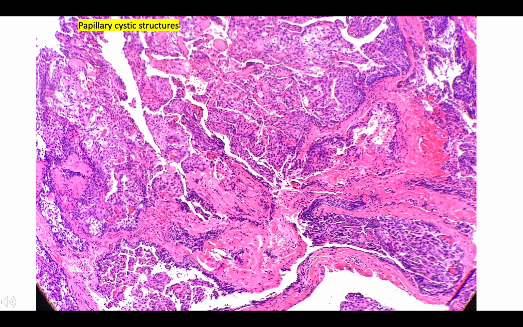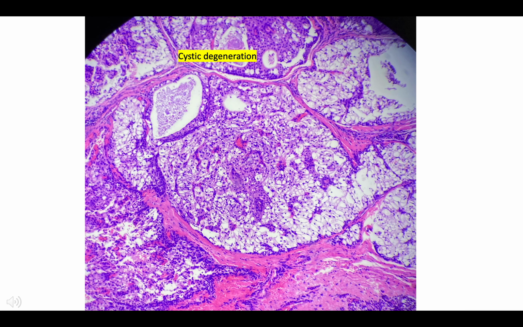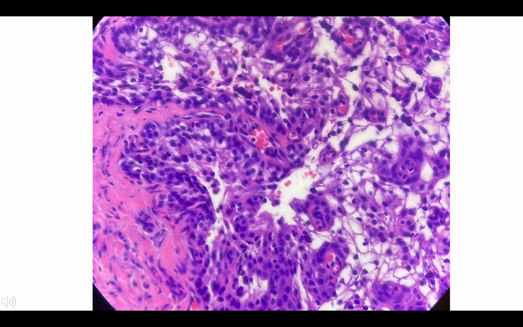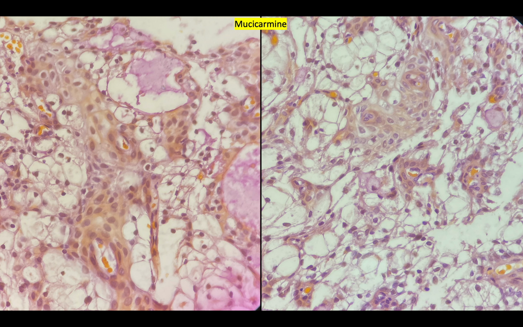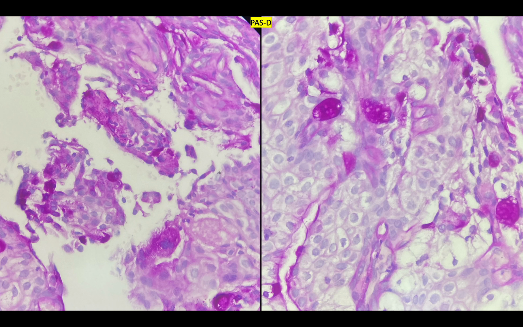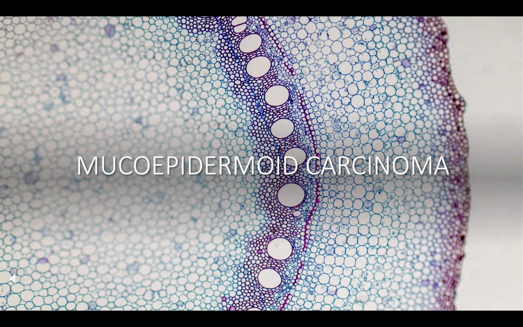Papillary cystic structures are also seen apart from the lobular growth pattern, and the tumor cells are composed of squamoid, intermediate as well as mucous cells. Clear cell differentiation is prominent in this biopsy, and also in areas we can see cystic degeneration. At high power, we can see the tumor cells actually exhibit minimal cellular atypia. Staining with mucicarmine shows focal positivity, and similar findings for staining with PAS-D. So now what do you think? Based on the HPE findings, this is signed out as mucoepidermoid carcinoma.